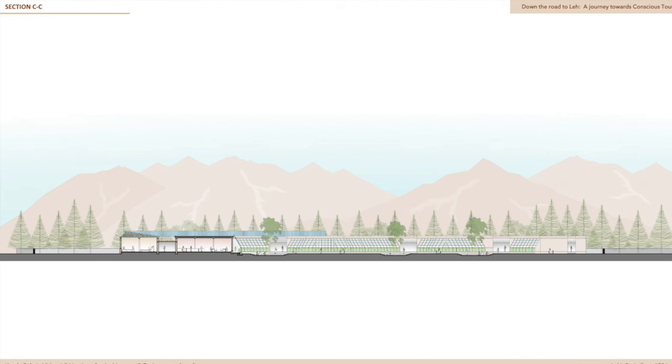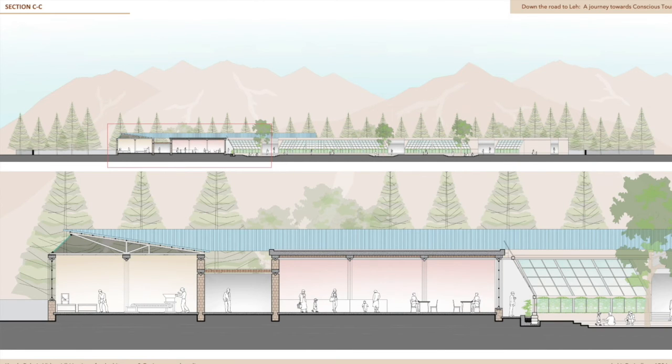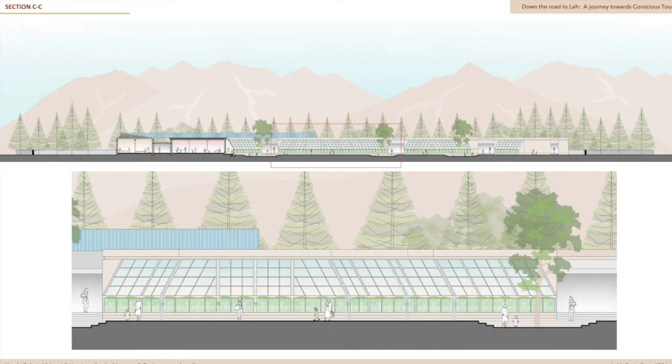Talking about section CC, going ahead, plastic bag factory, again showing the procedure of melting and drying, the corridor, main corridor, cafeteria, ecological corridor, and the elevation of the ecological corridor.